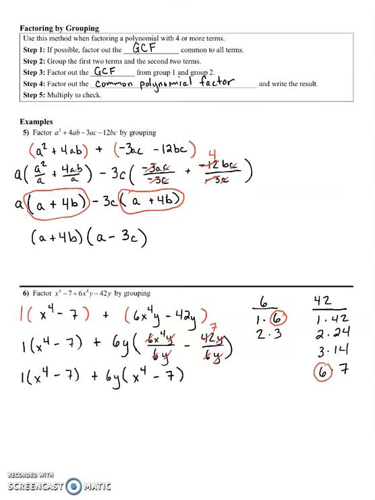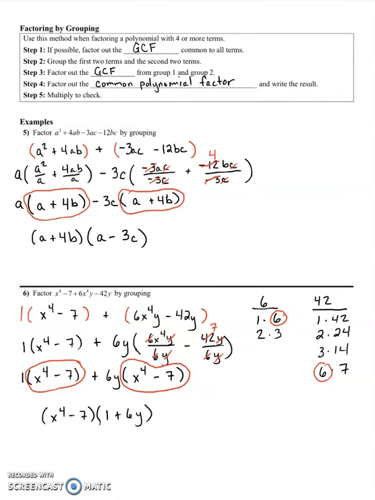So now our common polynomial factor is x to the fourth minus 7. If we take out the x to the fourth minus 7, what we're left with is the 1 in front in the first term and the plus 6y in front from the second term. And that's our final answer. Now, that really is the end of 6.1. So we'll pick up with 6.2 next time.